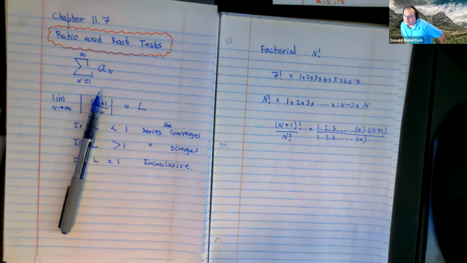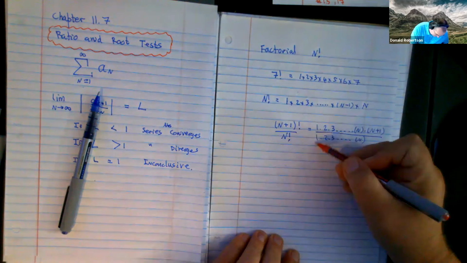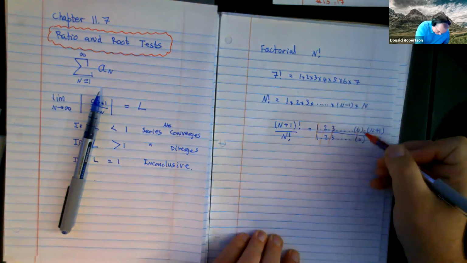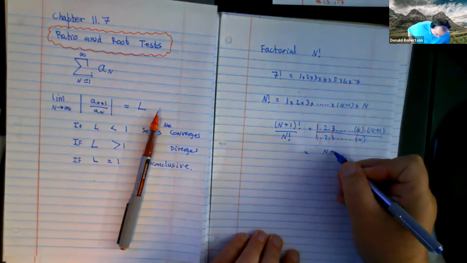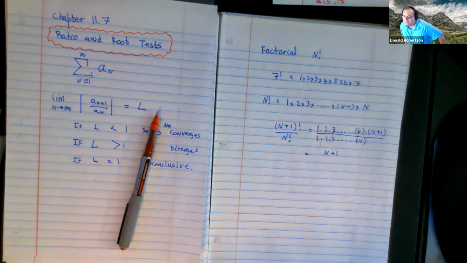And then a battle takes place where the guys on the top fight with the guys on the bottom, and there's a 1-for-1 kill. Kill, kill, kill, kill, kill, kill. And at the end of the day, something comes out. So n plus 1 factorial over n factorial simplifies down to just n plus 1. You comfortable with that?